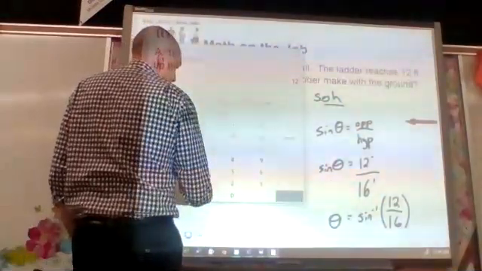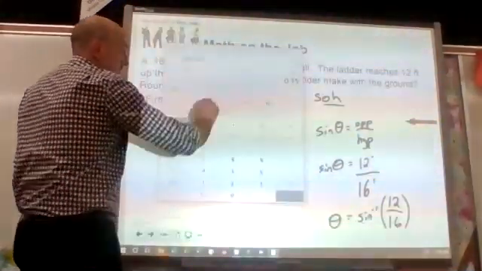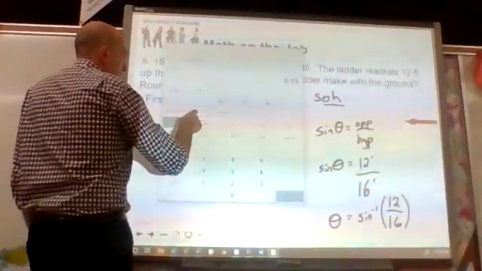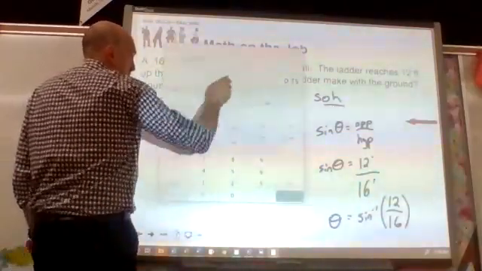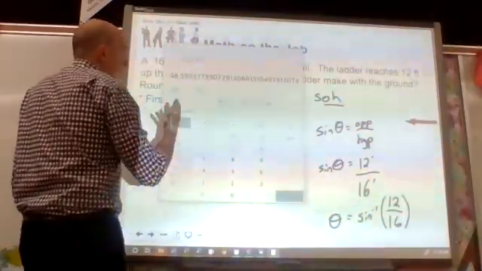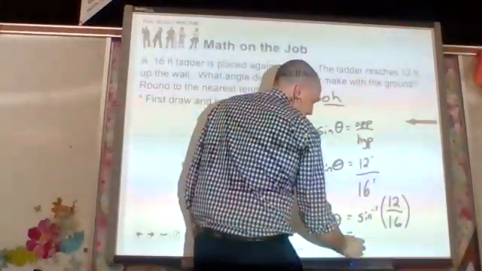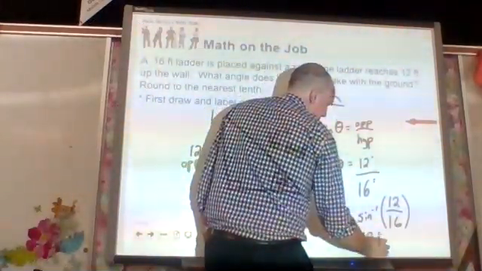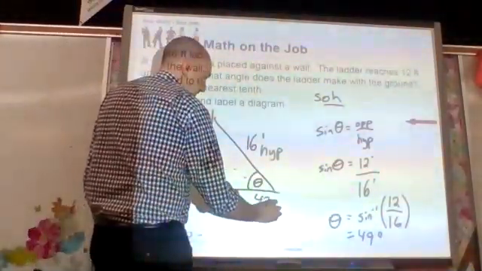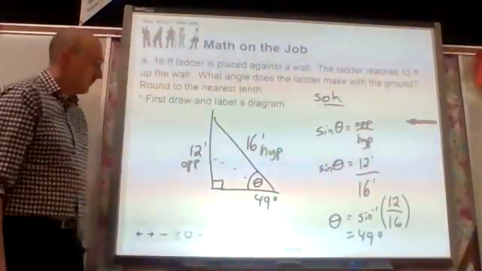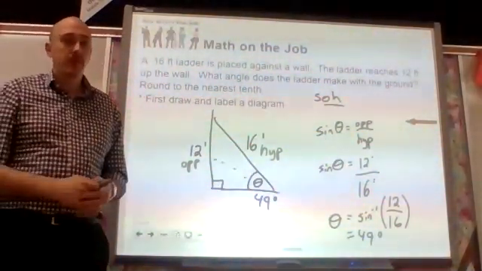12 divided by 16. I want to put that whole thing into the sine function, so I get 0.75. Then I have the trig second function, sine inverse of 0.75. That gives 48.59 degrees, so 49 degrees. If this is drawn mostly to scale, it's about 49 degrees.